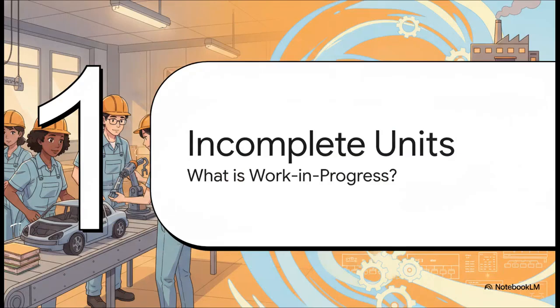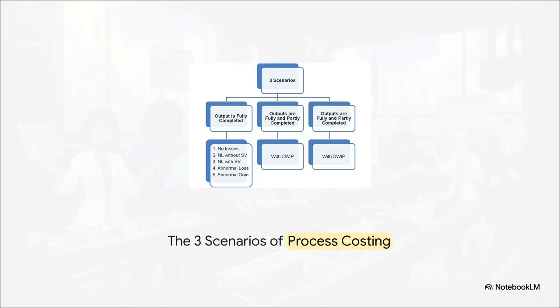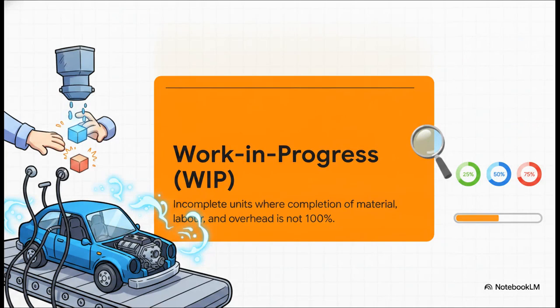Section 1. Incomplete units. Let's set the scene for why this even happens in the real world. I want you to visualize a massive factory production line, and it's running 24 hours a day, 7 days a week. Production is a continuous, non-stop activity. So when the accounting period finally ends, say right at midnight on the last day of the month, those machines don't magically empty themselves out, right? There will always be items stuck somewhere halfway down the conveyor belt. In that middle scenario, where outputs are fully and partly completed, that is exactly where closing work in progress, or CWIP, lives.